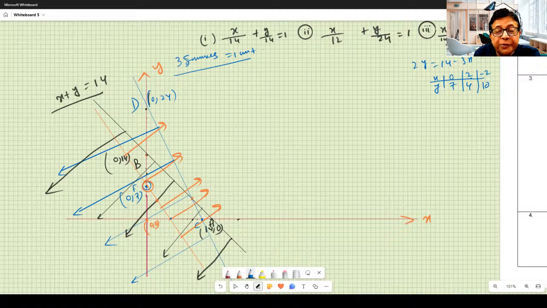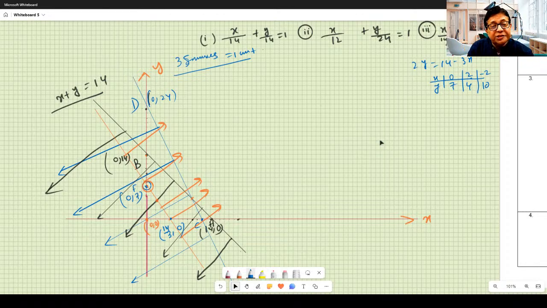You have to write this point also. That you can write easily. That is 14 by 3, 0. So understood. If a fraction is there, then you plot the line in this manner. Okay? The line is done. It may be 1/3, 1/5, whatever, this method will work.